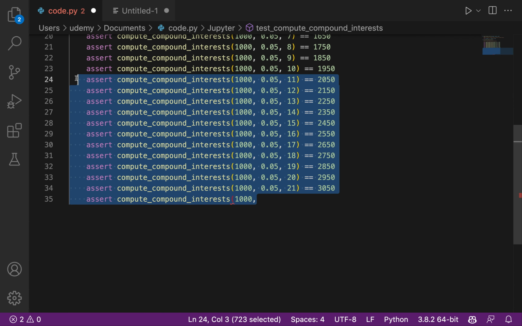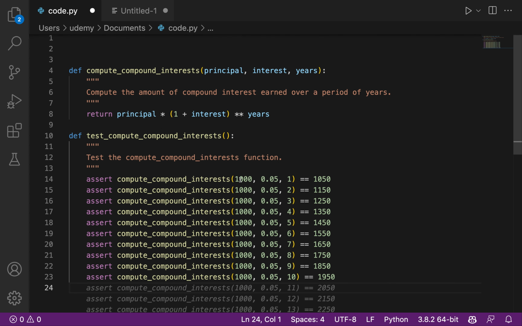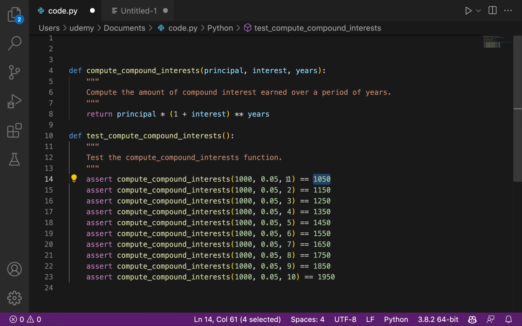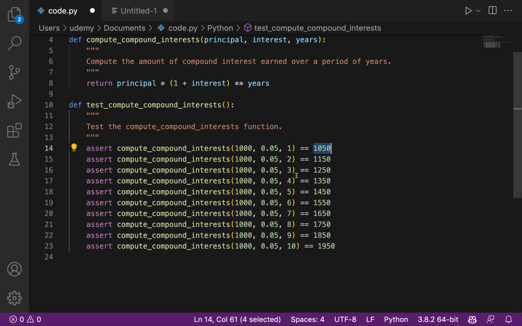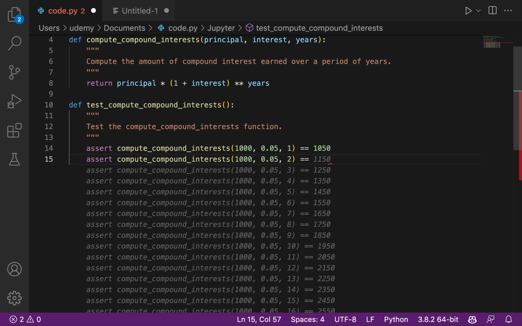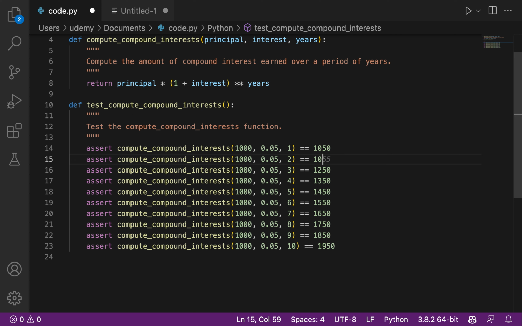So let's just take a few of them. Okay, so we see the first answer is right. If I invest 1 year at 5%, I get 1,000. If I invest 1,000 euro, I get 1,050. But the second answer is not great. This one neither. Okay, there are issues there. So let's see.